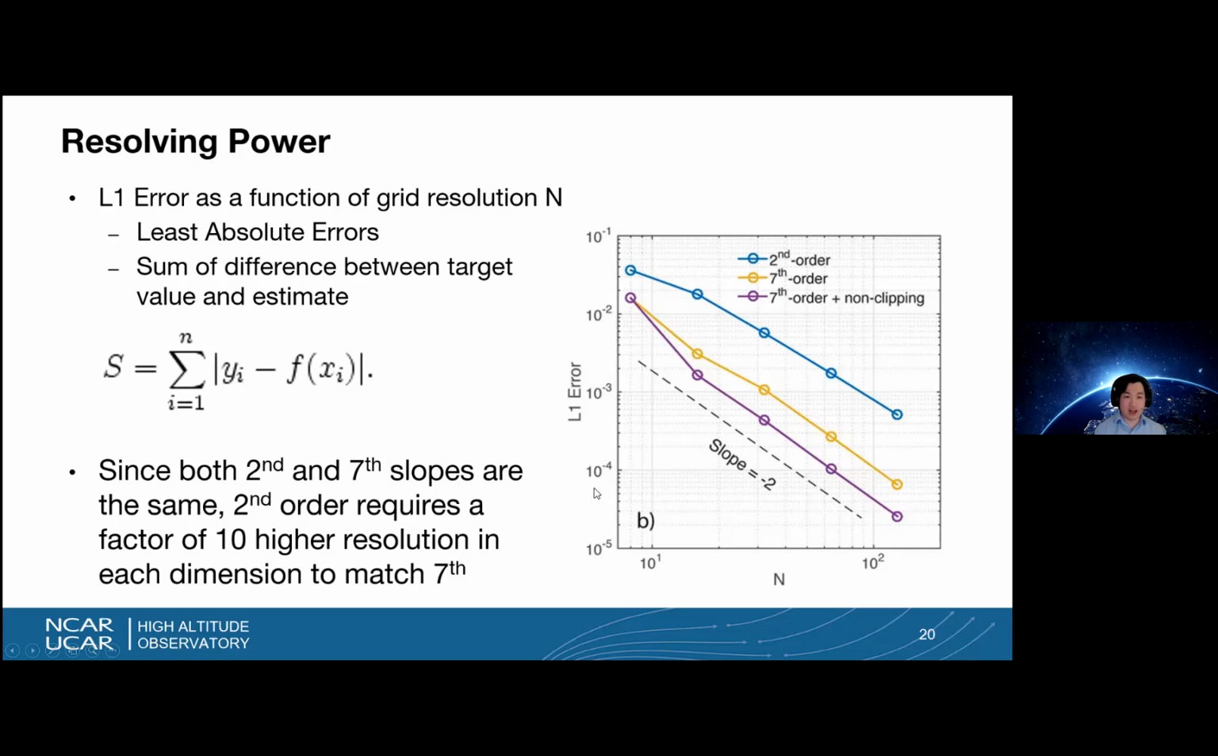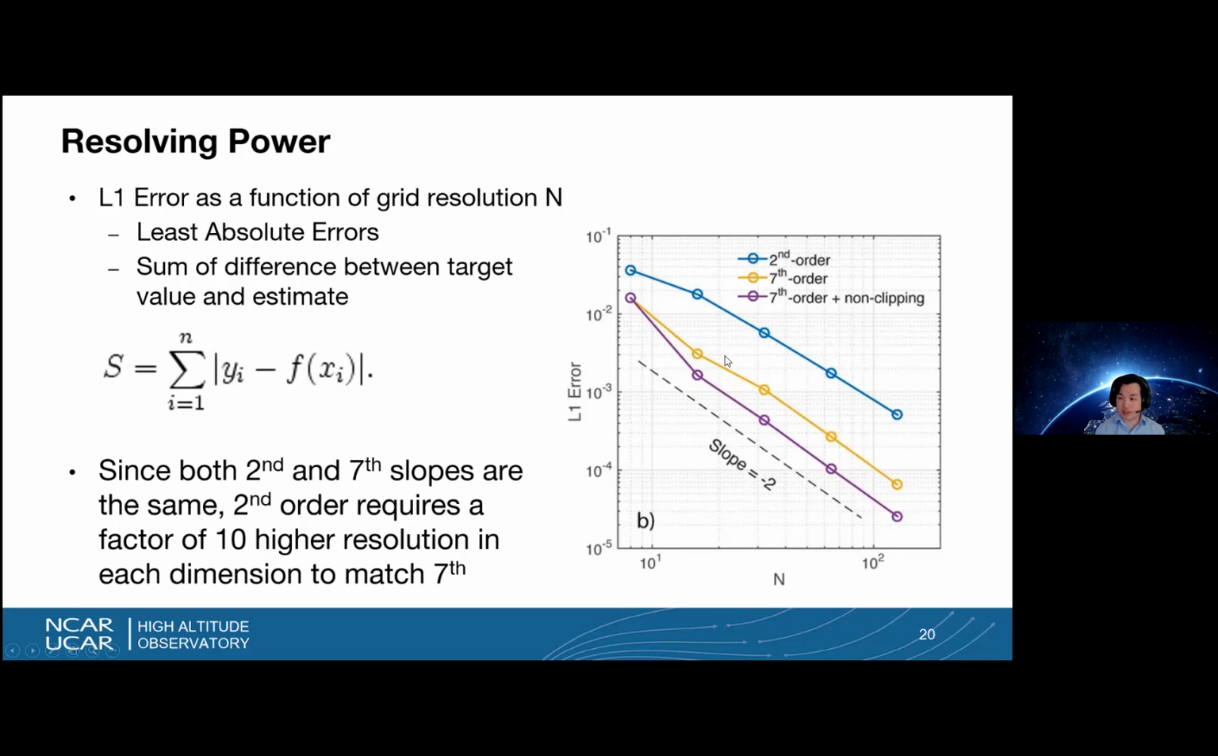So your L1 error is here on the left for a contrived case. The purple dashed line, you can ignore. Take a quick look at the yellow line here. The yellow line is the 7th order solver. The blue line is the second order solver. And then this is a slope of -2. n is the number of grid points. As you increase the number of grid points, you can see that both the 7th order and the second order quickly reach about the same slope. However, in order to reduce your error so that you can resolve and maintain the same structure as it propagates in time, it's about an order of magnitude difference between the two solvers.